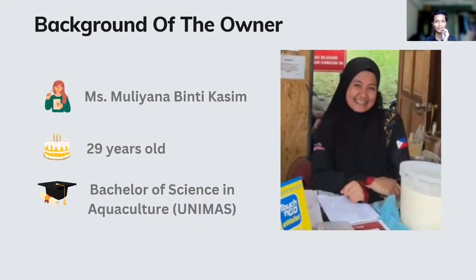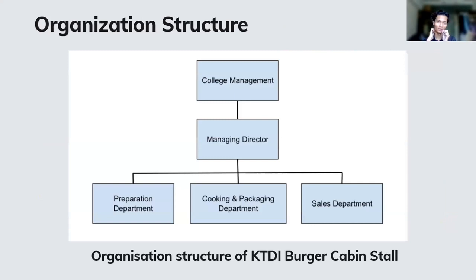So this is the background of the owner. Her name is Miss Mulyana binti Kasim. Her age is 29 years old, and she has a Bachelor of Science in Aquaculture from UNIMAS. So next is the organization structure. At the top is college management, in the middle is the managing director, and then the preparation department, cooking and packaging department, and the last one is the sales department.